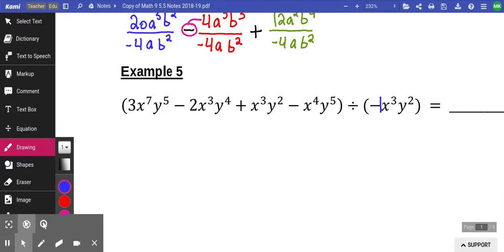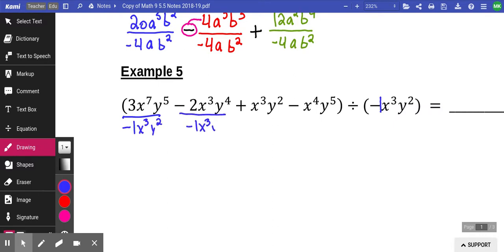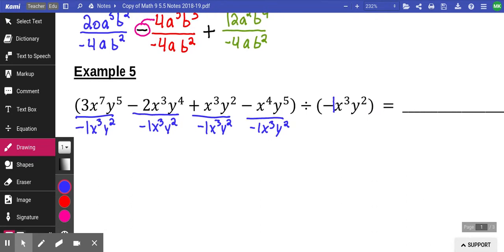You should have distributed that to everything. So you should have ended up with this, like -1x cubed y squared on each one of these. If you didn't write -1 and you just put negative, that's fine. That's how it should be. Okay, we do each term at a time. So if we look at the first term, 3 divided by -1 is -3.